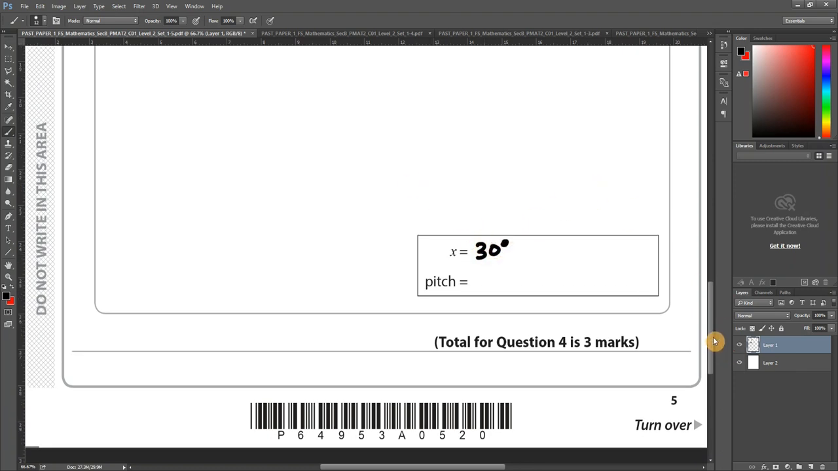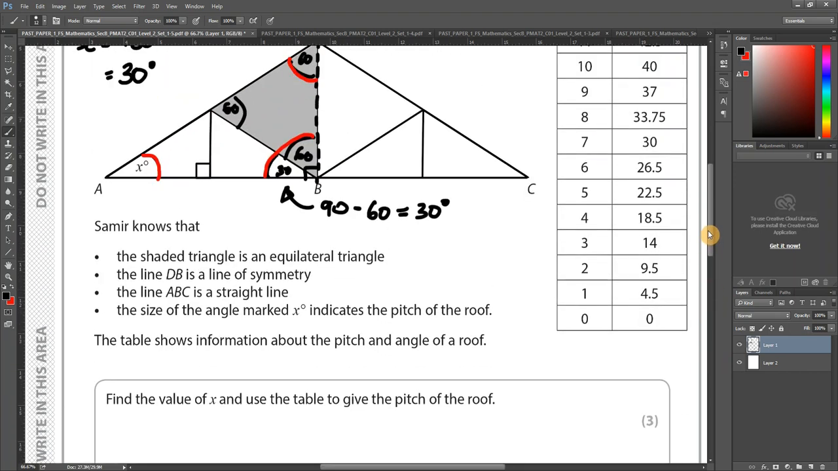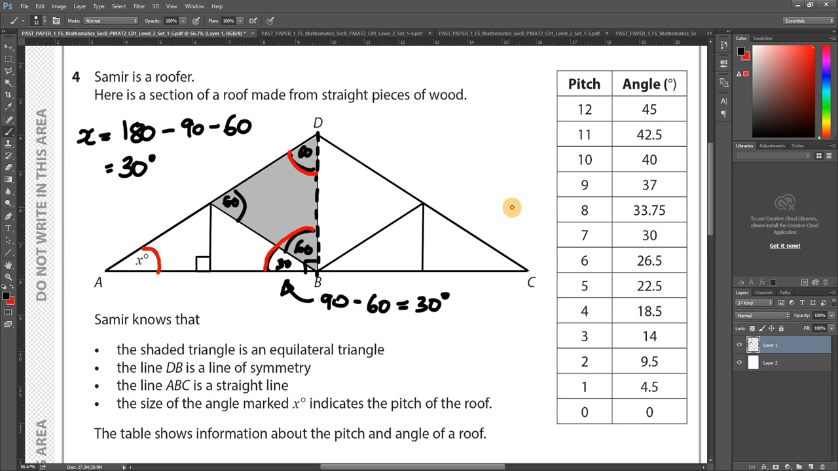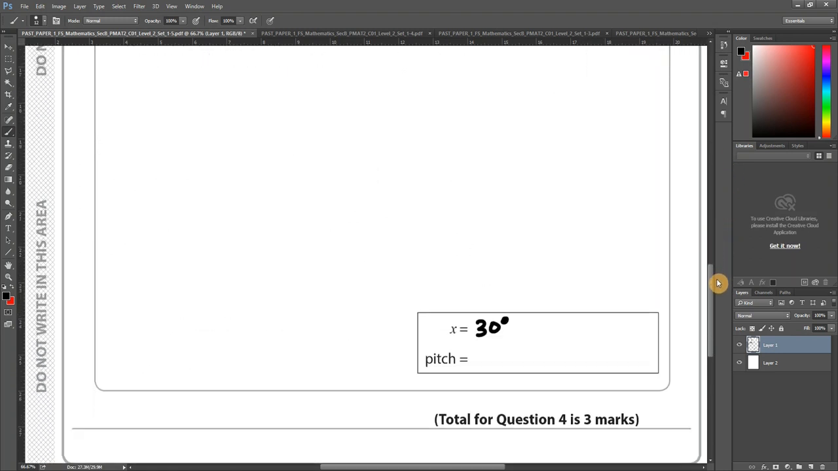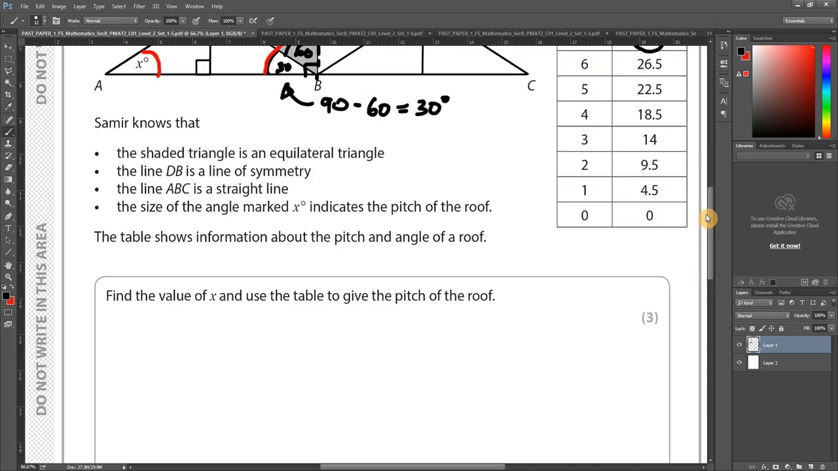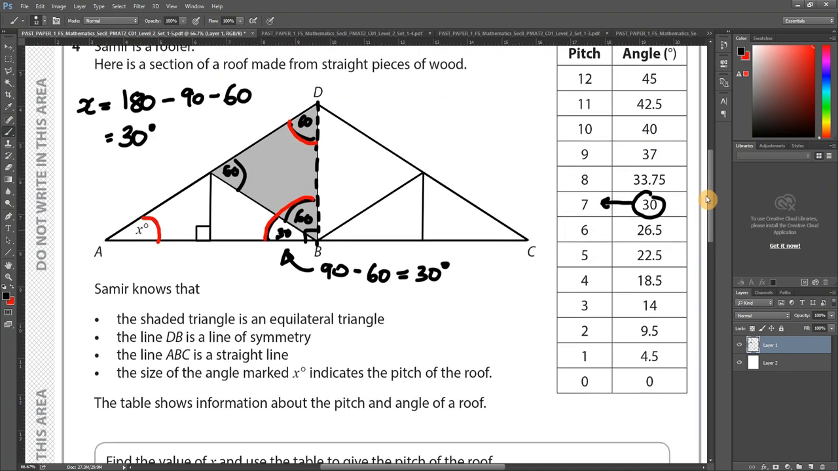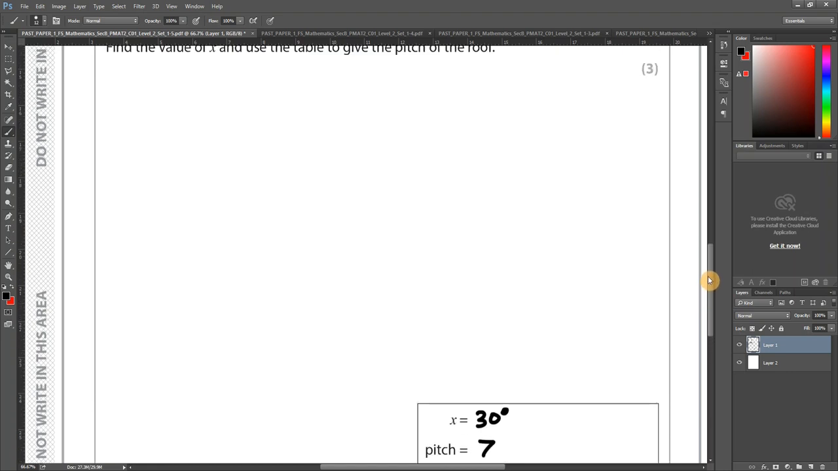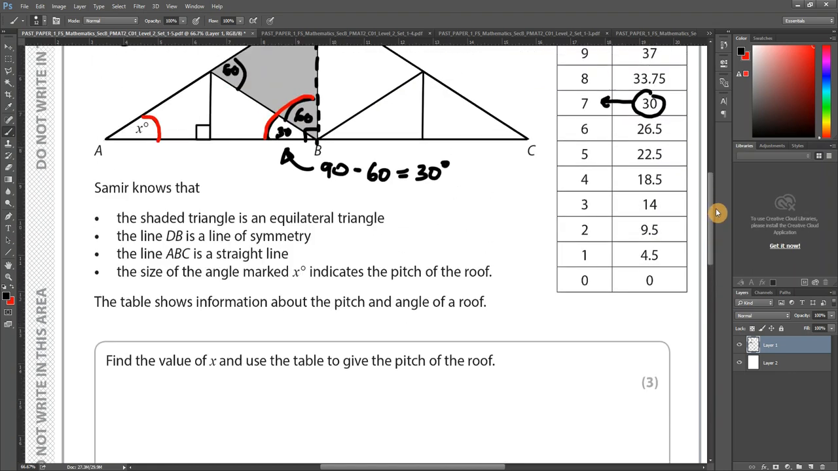And let's go back to the table. So where is 30 degrees on the table? There it is. So 30 degrees is there. And that refers to this pitch here, which is pitch 7. So my answer is going to be 7 for the pitch. Yep, and you get 3 marks for that. Some working out, which I've shown here, even though it's up here, it's absolutely fine. And just show that x is 30 and the pitch is 7, you'll get 3 marks for that question.